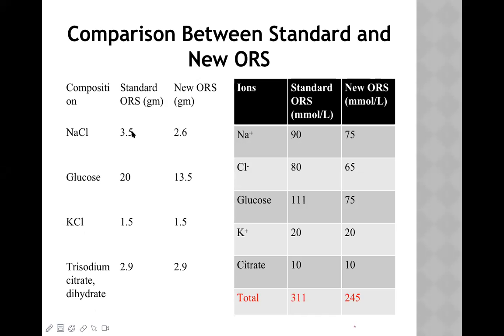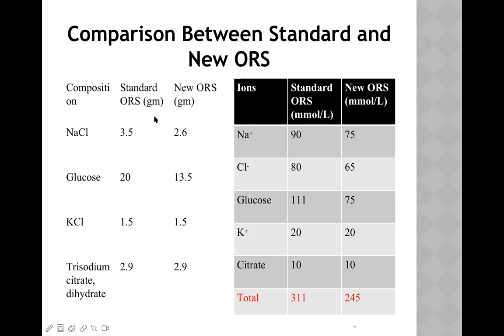And in standard ORS, this is the amount in grams which is present. Sodium chloride is 3.5 gram, glucose is 20 gram, potassium chloride 1.5 gram, and citrate is 2.9 gram. In new ORS, it is decreased. Sodium chloride drops to 2.6, glucose 13.5, potassium chloride 1.5 is the same, and citrate is also the same.